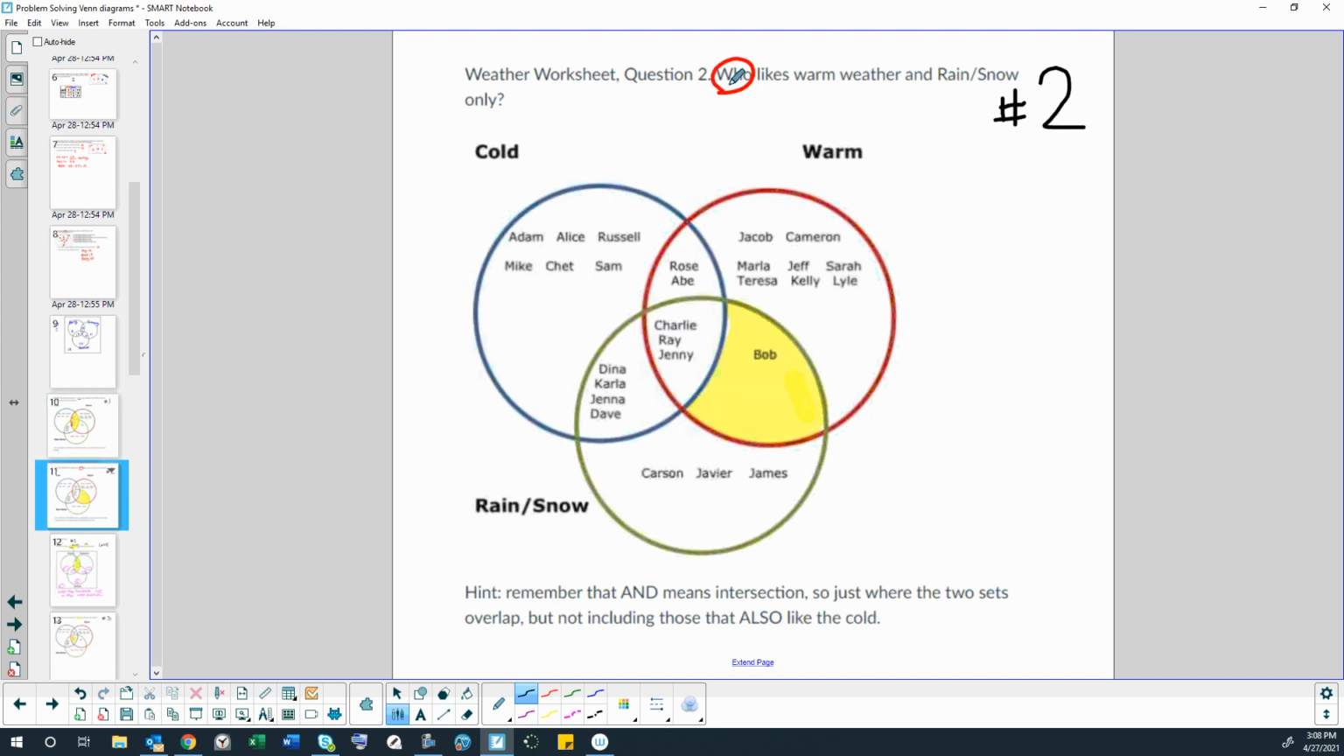The next question is asking who, so that means we need to give an answer with a name. Remember that and means intersection, so just where the 2 sets overlap, but not including the part of the overlap where they also like something else. Now the reason I'm looking at that is because of this word only. The word only says we're only looking at those who like warm and rain and snow. So it's the intersection of warm and rain and snow, which would be this piece right here, but only those 2 and not those who also like the cold. So that is just one person, just Bob.